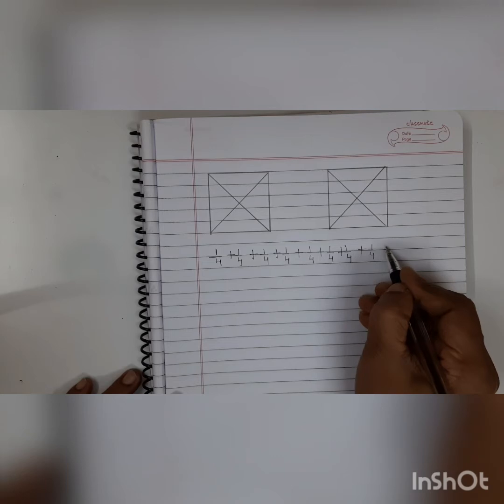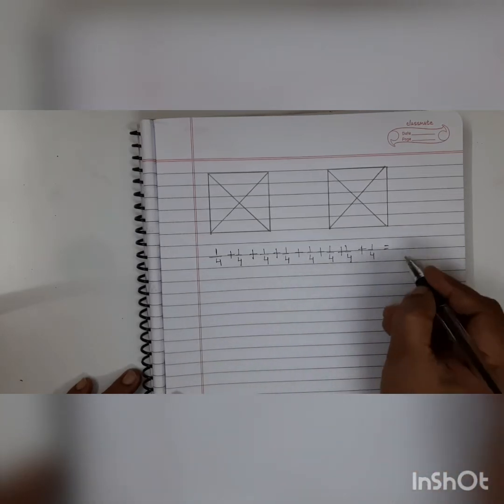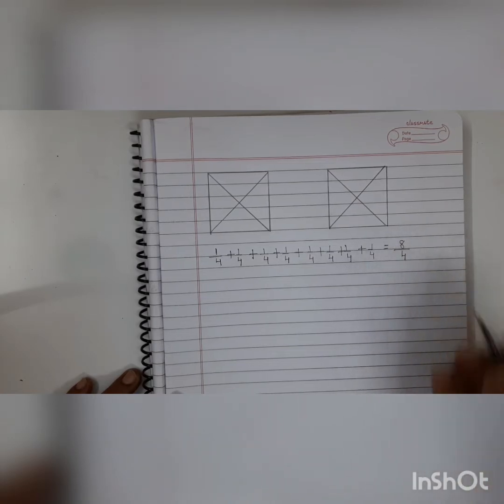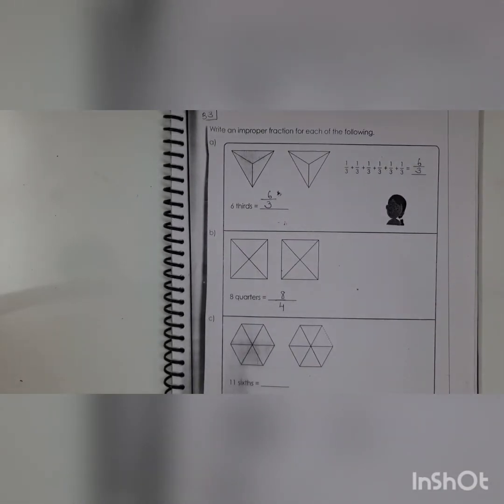Yes. Now children, can we add? See, the denominators are same, so we can add. So the denominator remains the same, 4, and this will be 8. So your answer is 8/4. Got it? Okay. Just let me get a sketch pen, children. I think this is light. I'll just get a sketch pen.